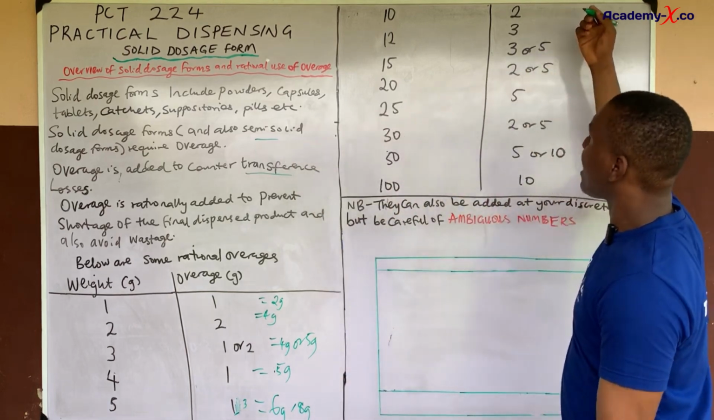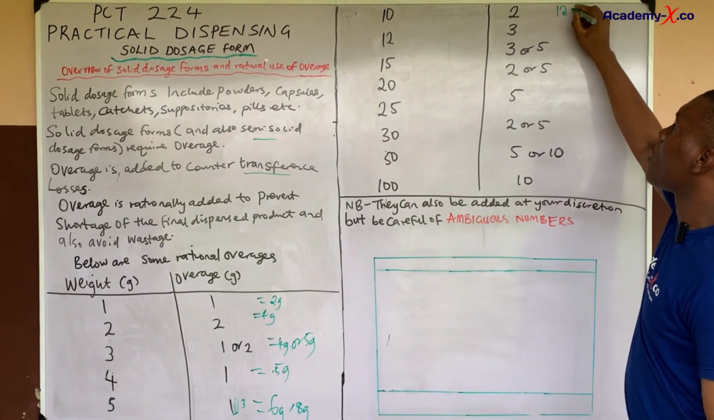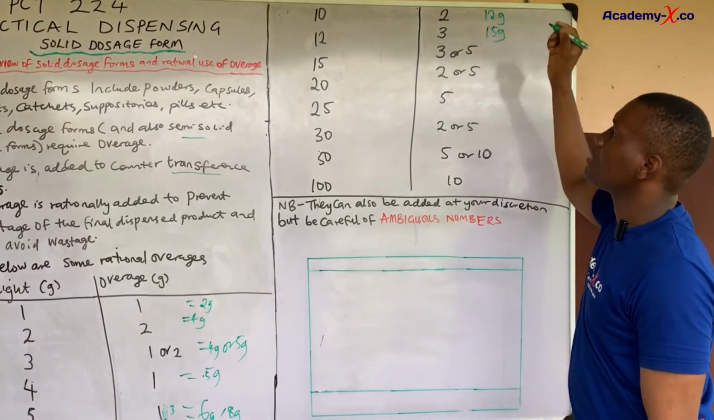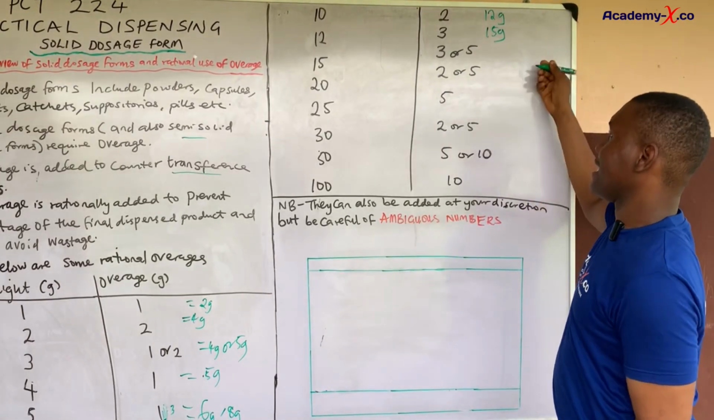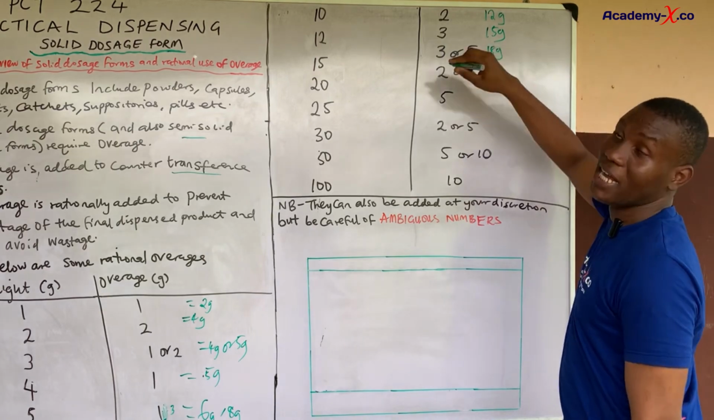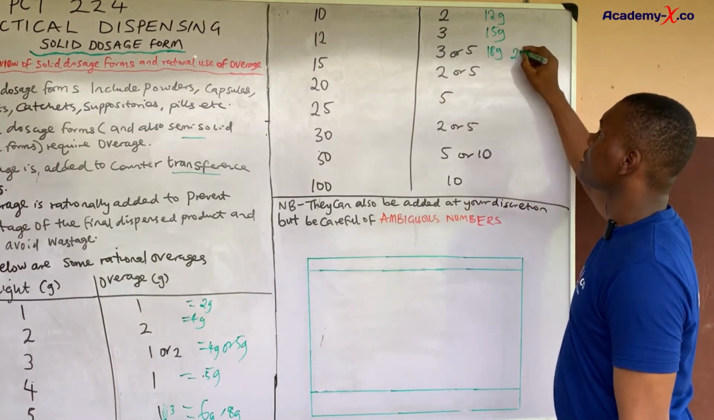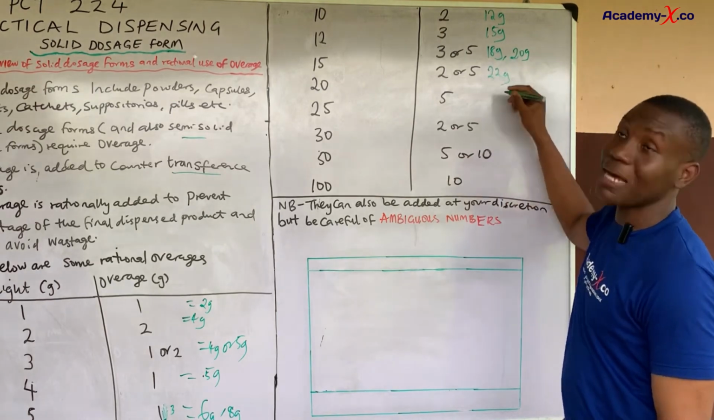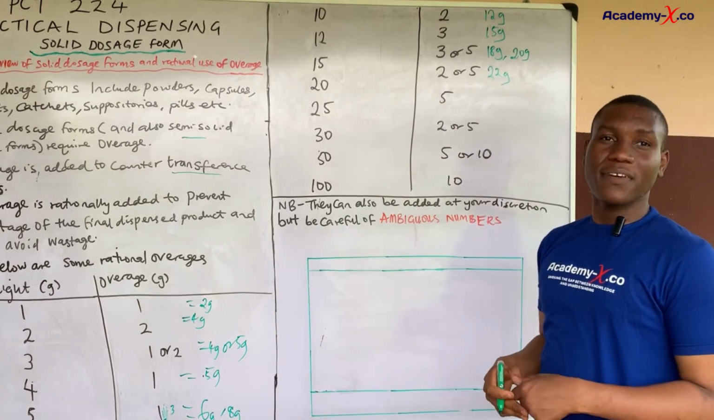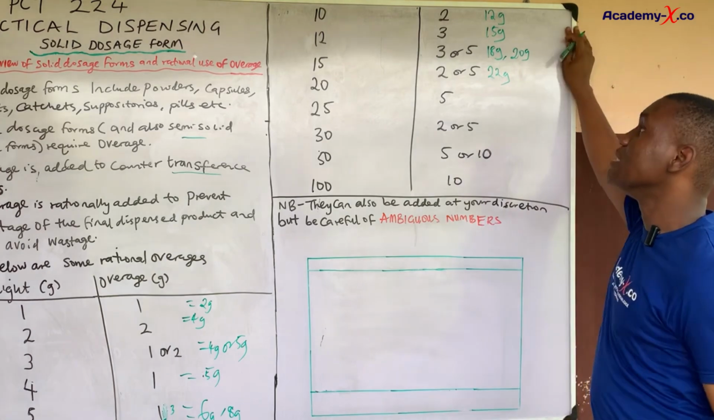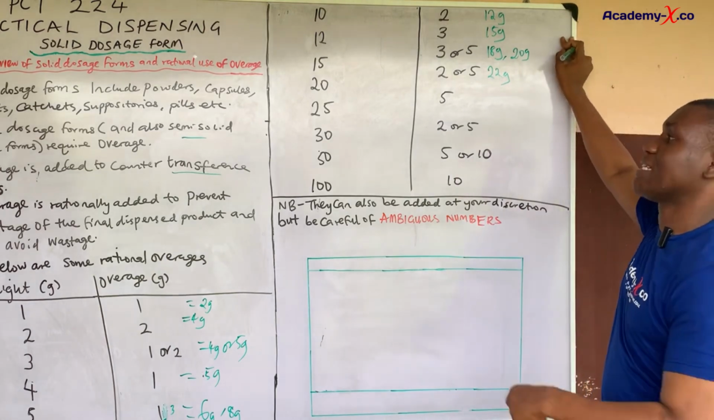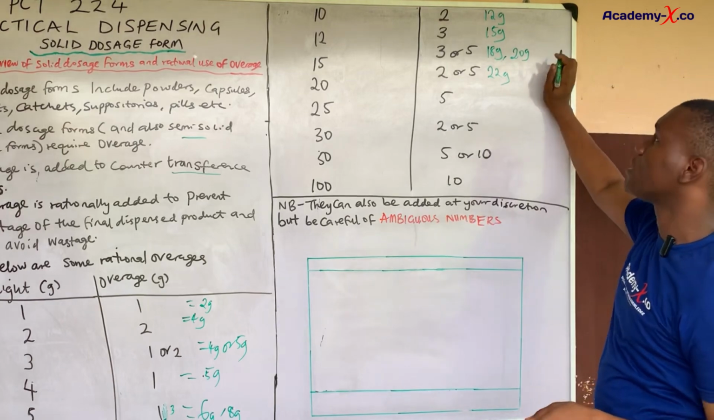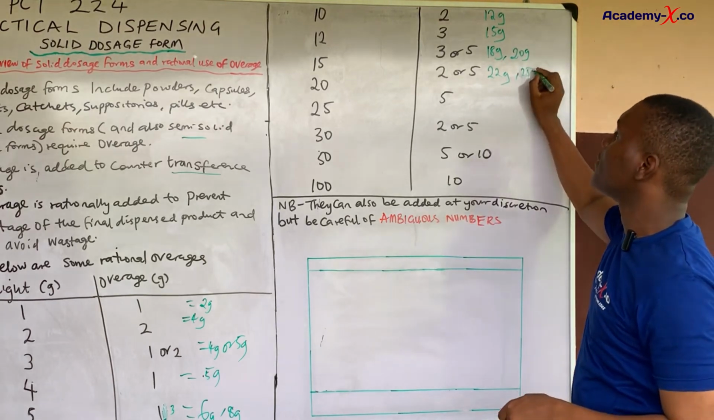So for 10, you can add 2 to give you 12 gram. For 12, you can add 3 to give you 15 gram. For 15, you can add 3 to give you either 18 gram, or you can add 5 to give you what? 20 gram. For 20, you can even add 2 to give you 22 gram if you are very careful. If you are very, very careful, 22 can actually be your amount to prepare and send 20 gram, because if you are careful, there will be no much shortage. You can even get 25 gram.